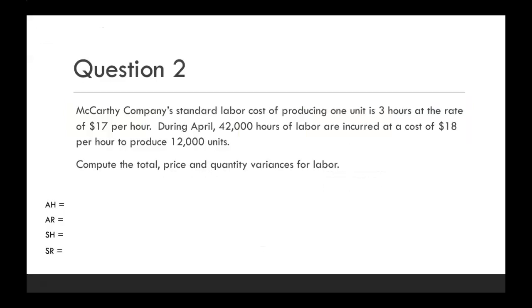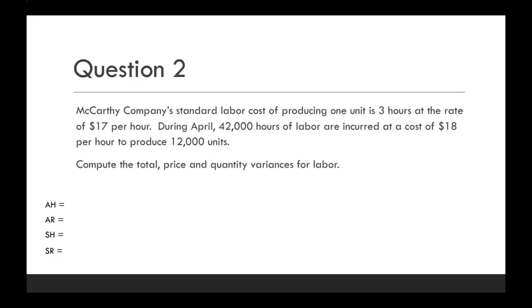Now we can take a look at question number 2. Question number 2 is similar to number 1, but instead of using materials, we're now looking at variances for labor. The question says McCarthy Company's standard labor cost of producing 1 unit is $3 at the rate of $17 per hour. So those are our standards, right? That's our expectations. And then during April, 42,000 hours of labor are incurred at a cost of $18 per hour to produce 12,000 units.